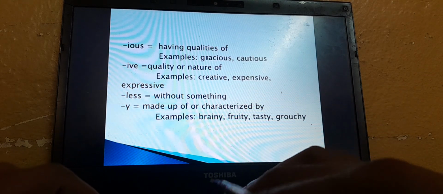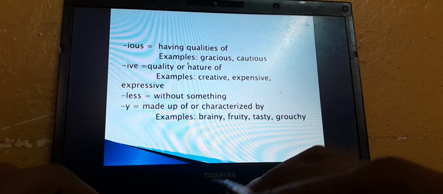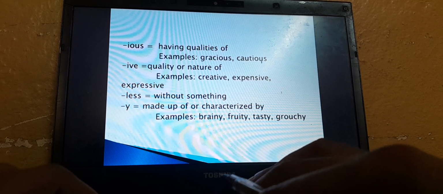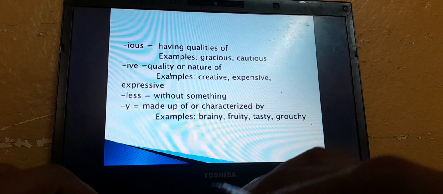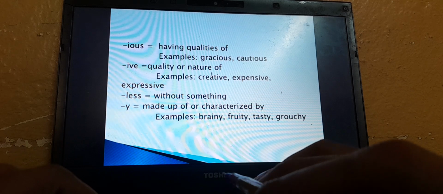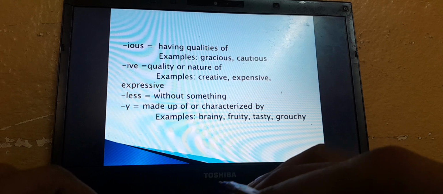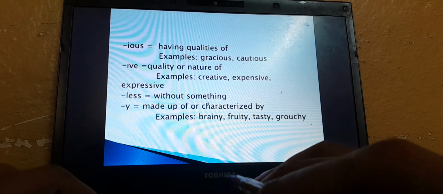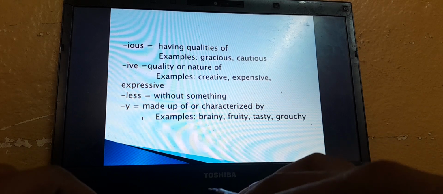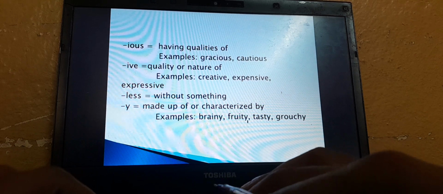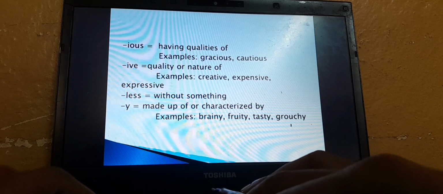Ious: having quality of. Example: gracious. Ive: quality or nature of. Examples: creative, expensive, expressive. Less: without something. Y: made up of or characterized by. Examples: rainy, fruity, tasty, and grassy.